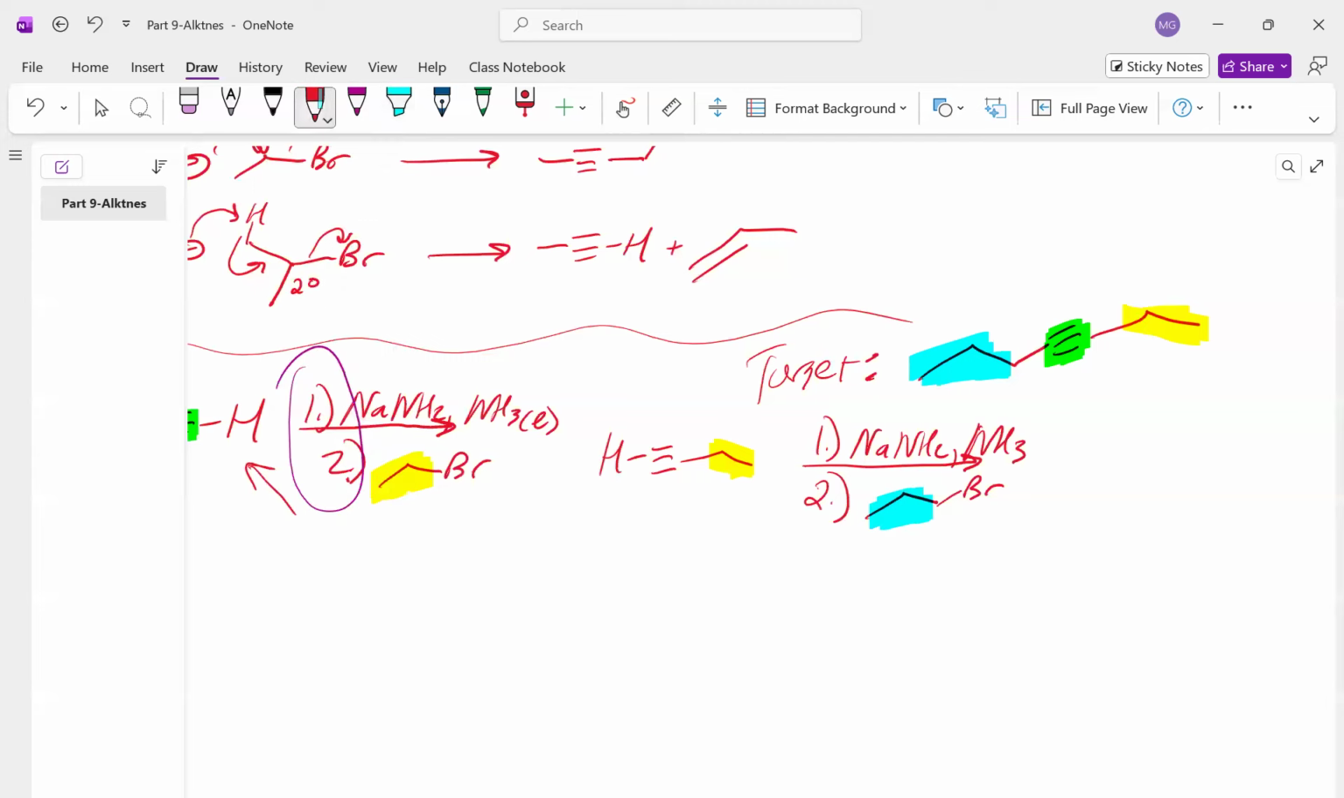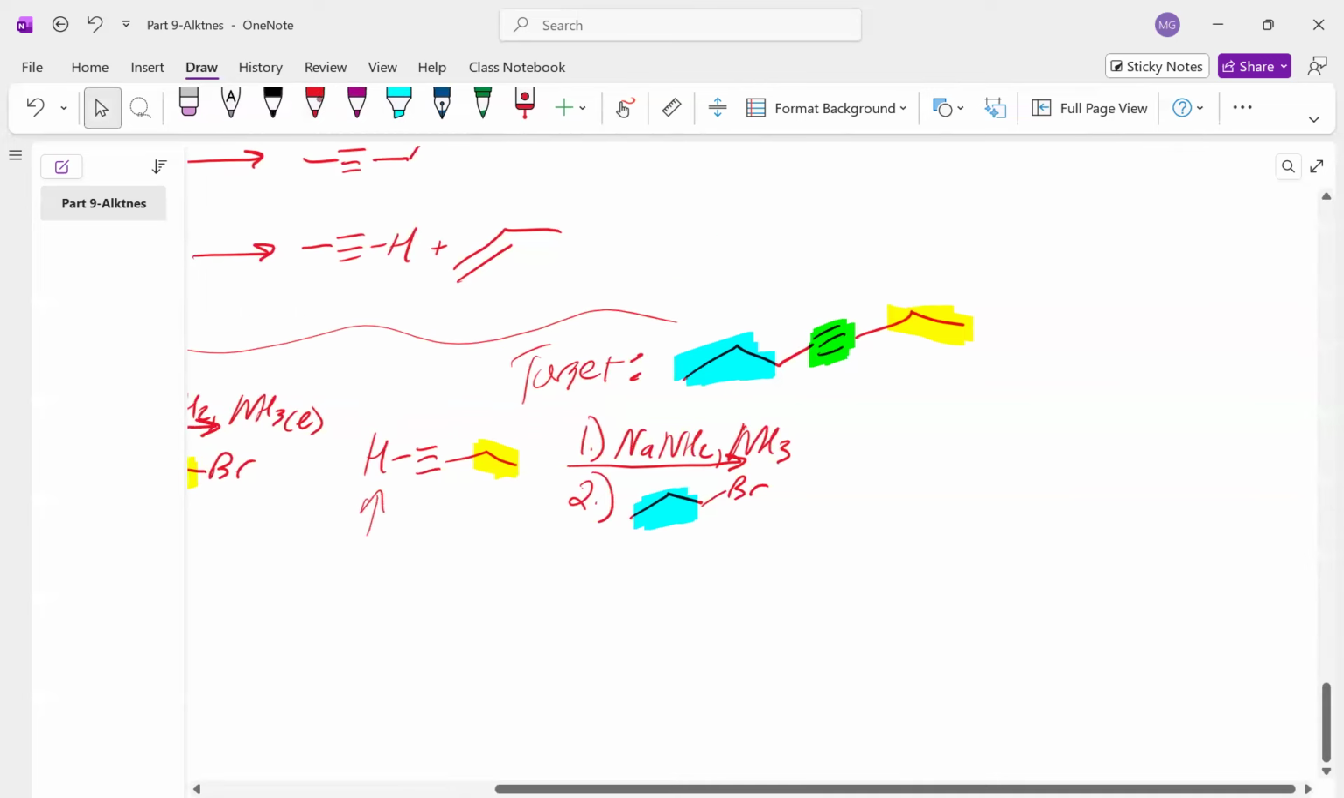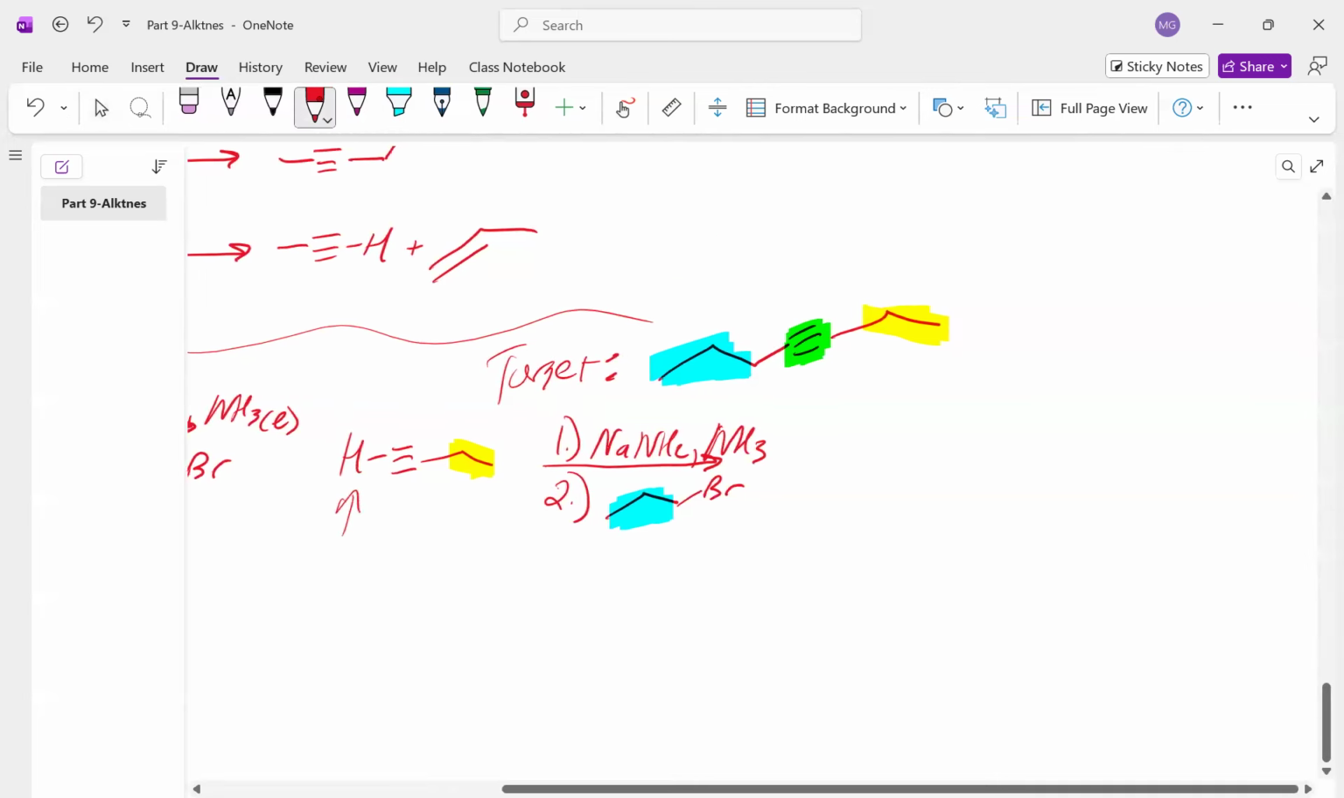And so now in step 1, that base will deprotonate the other terminal hydrogen to make an acetylide ion. That in turn does an SN2 on the alkyl halide. And now I have both of my carbon groups on around that triple bond.